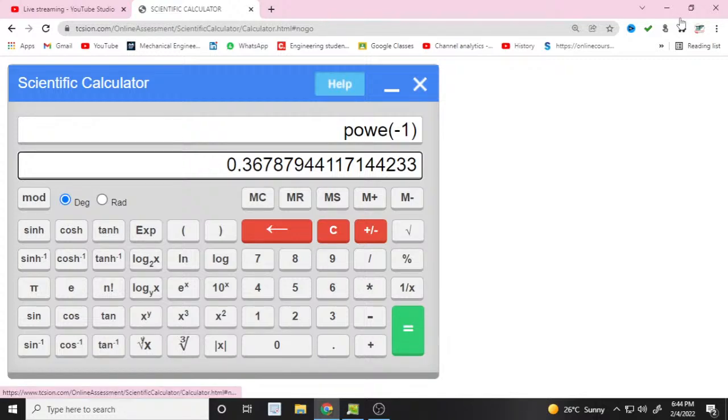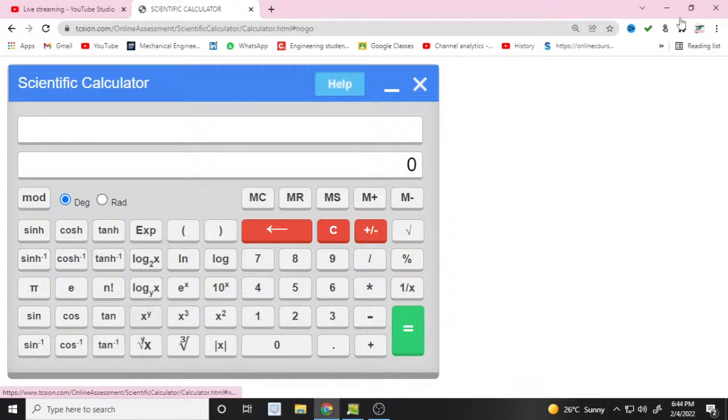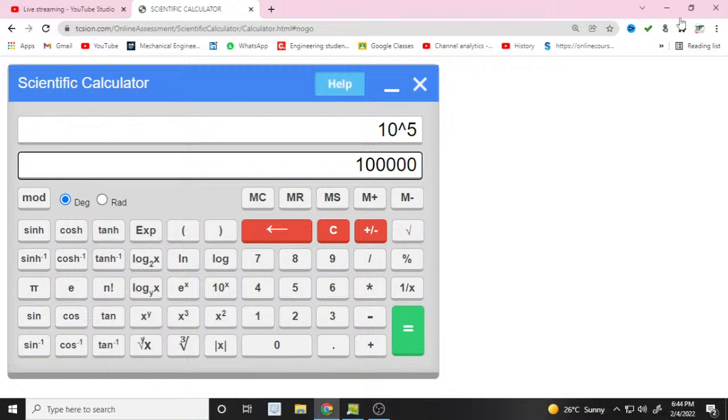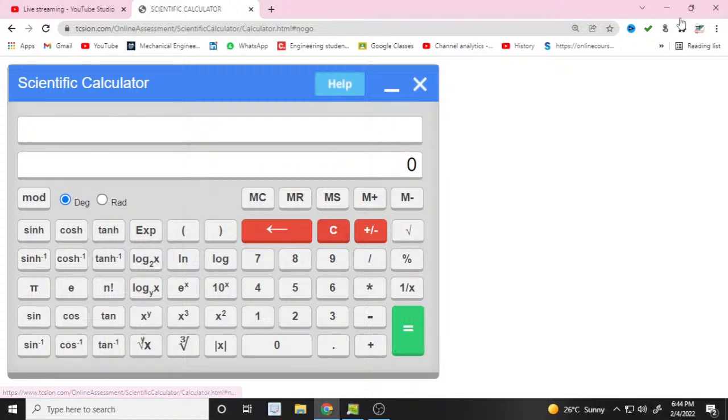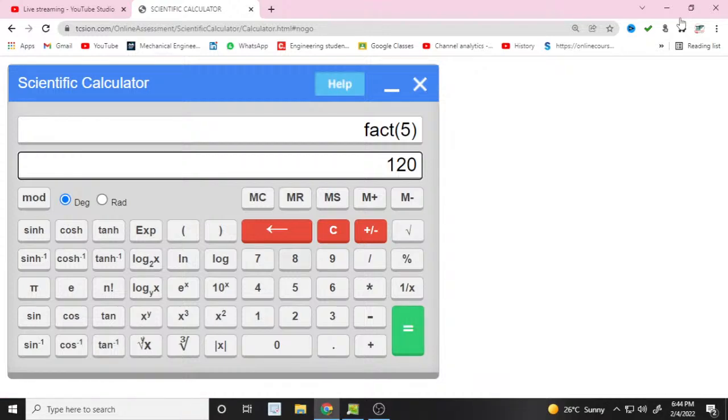So if you want to take any power, suppose you want to take 10 raised to 5, we have to write down first 10 and raised to 5, so 10 raised to 5, this will be the answer. So any raised to answer you will get here. Then factorial value, suppose 5 factorial if you want, first you have to write down the number and then the function. So 5 factorial value is 120, we know that.